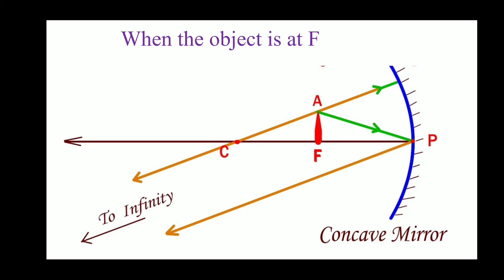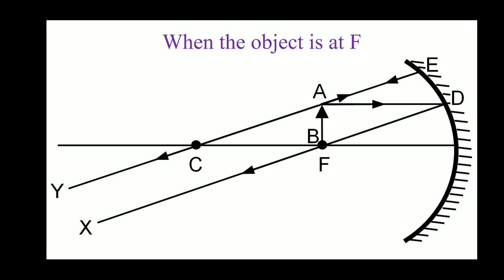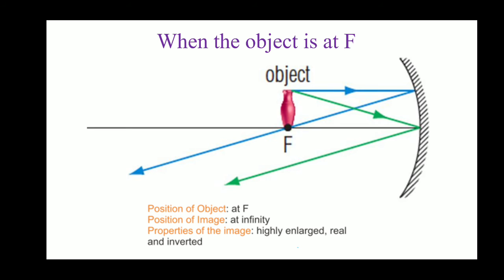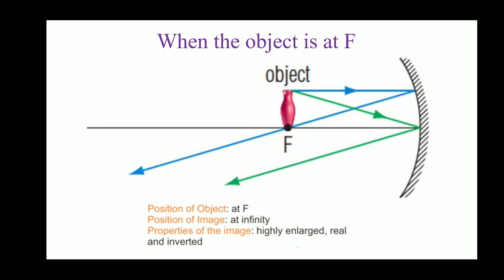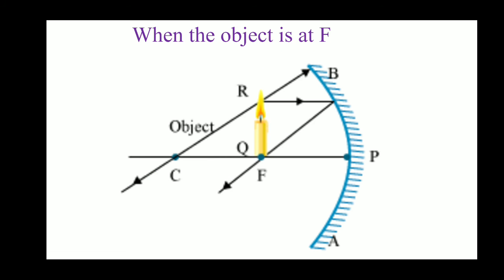I hope you would have noticed this with your railway track. Both the tracks are parallel, but they appear to meet at infinity. So these two rays will meet at infinity. This is another way of showing the same diagram. This is the point where the rays are going to meet at infinity. So when I keep the object at focus, where will I get the image? At infinity. They will meet at infinity. So my image is real, inverted, and highly enlarged. So these are the different ways it is shown.